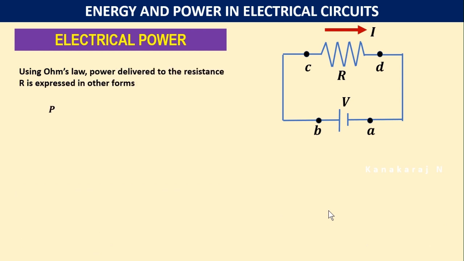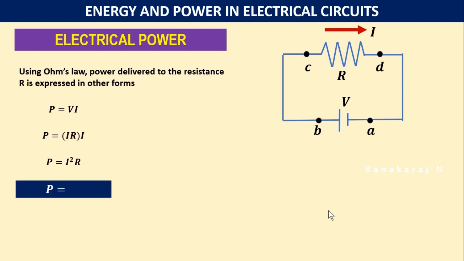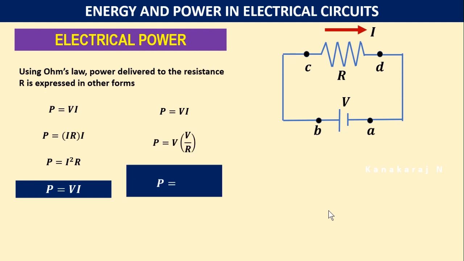Using Ohm's law, power delivered to the resistance R is given in a different form. P equals V times I. Here we replace V by IR, times I, so we get P equals I square R. Second way, P equals V times I. Now I replace current by V by R. So power equals V square by R.